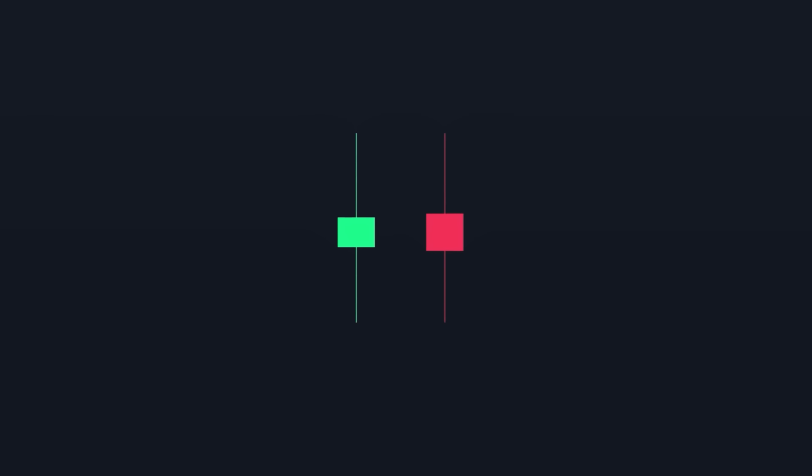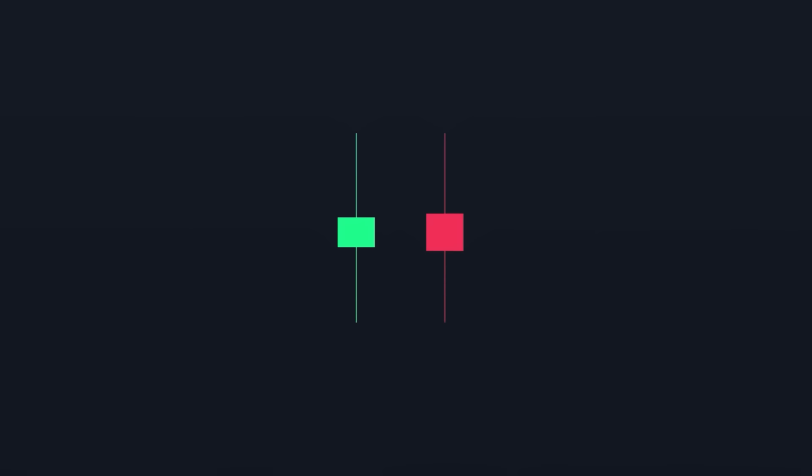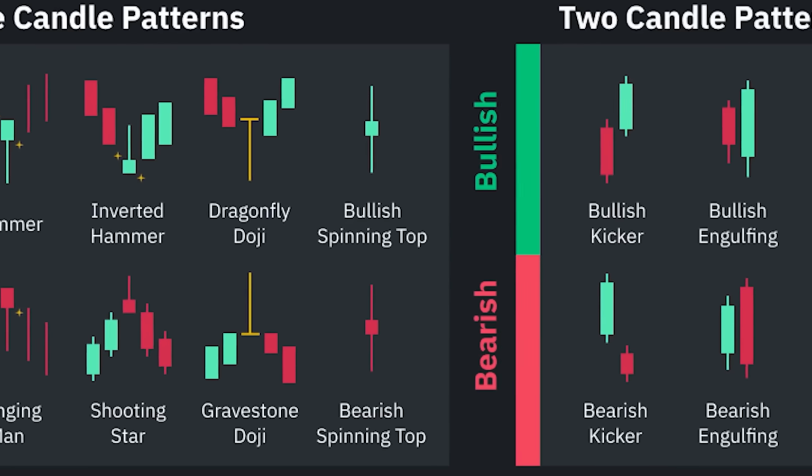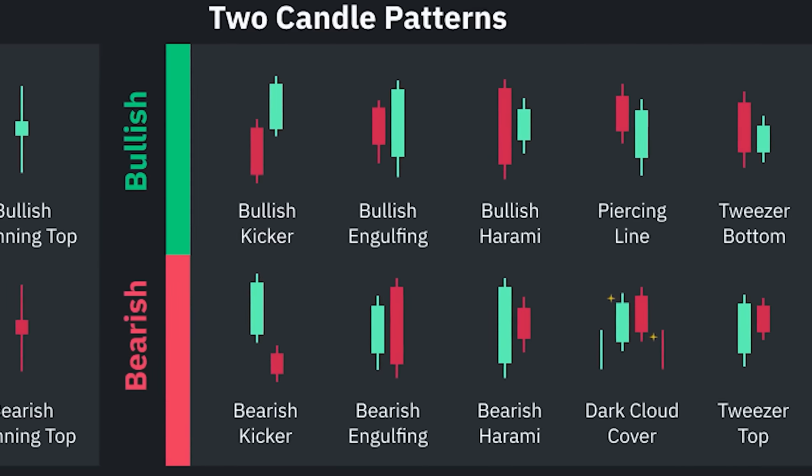When you see a candle with a small body and equal wicks, that's the market telling you that neither buyers nor sellers could establish control. It's like watching a tug of war where both teams are perfectly matched. Now let me show you the 13 candlestick patterns that actually work and have consistently made me money throughout my trading career.